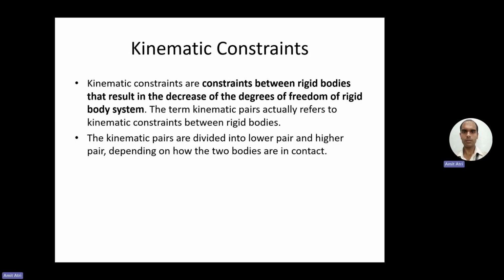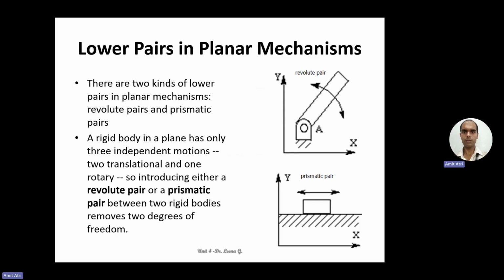Now the kinematic constraints. These are the constraints between rigid bodies that result in a decrease of the degrees of freedom of a rigid body system. So we can call them the limiting factors. The term kinematic pair actually refers to kinematic constraints between rigid bodies. They are divided into lower pair and higher pair, depending on how the bodies are connected. We will discuss these pairs briefly.